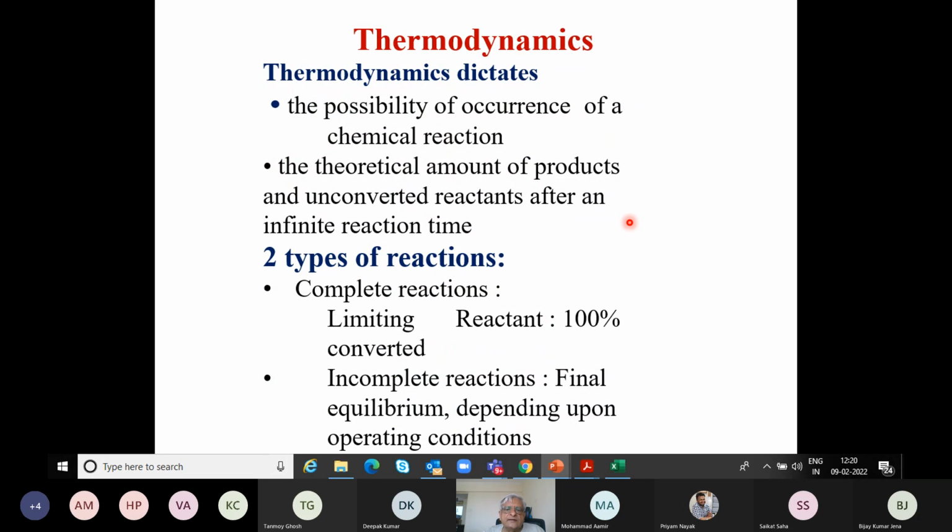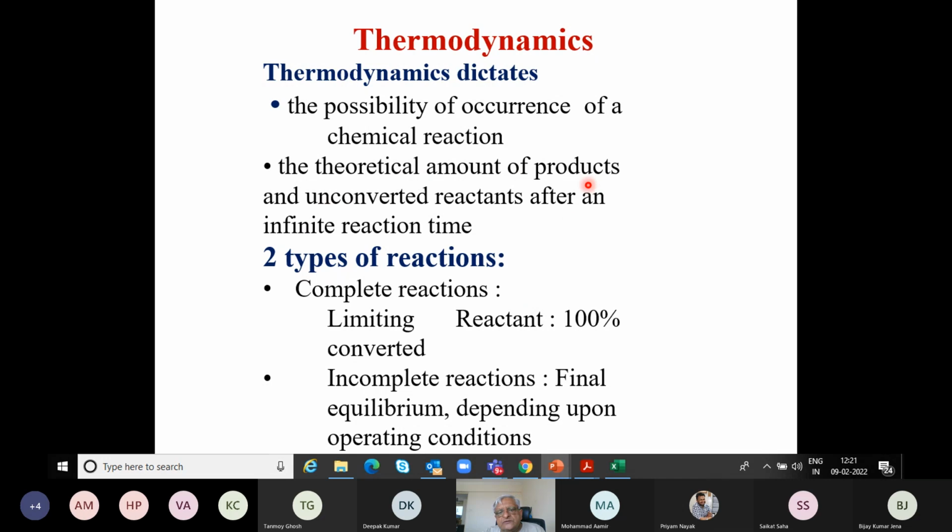thermodynamics provides a broad guideline for us to understand the possibility of occurrence of a chemical reaction. In other words, whether this chemical reaction will ever take place. On paper it may look good. For example, you might like to put methane plus something equal to something, but whether that reaction will ever occur. Okay, and the way to do that is to calculate the free energy change. So you take the sum total of the free energy of the products and subtract that from the sum total of free energy of the reactants, and you get what you want.